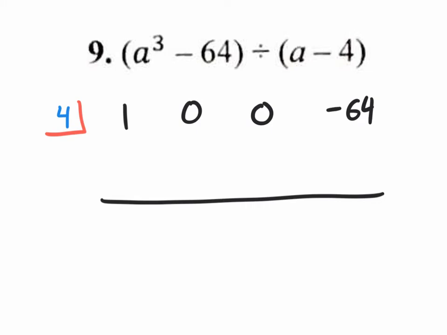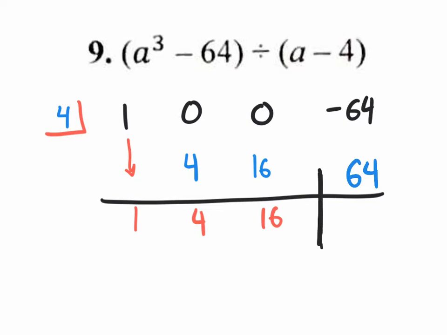And now let's do the synthetic division process. 1 plus nothing is 1. 4 times 1 is 4. 0 plus 4 is 4. 4 times 4 is 16. 0 plus 16 is 16. 4 times 16 is 64. Put the line right there. What's the remainder? 0. There is no remainder.